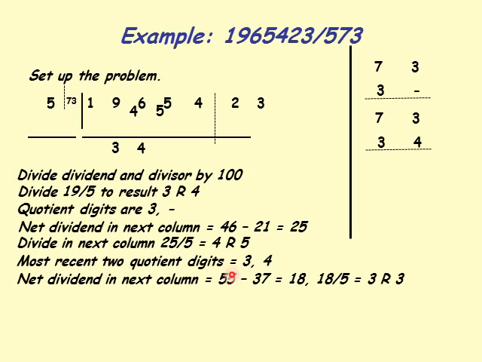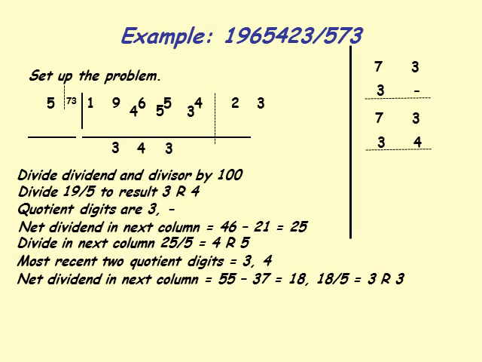Now the net dividend in the next column: this is 55 here, minus 7 times 4 is 28, and 3 plus 3 is 9. 28 plus 9 is 37. So 55 minus 37 is 18. We divide 18 by 5, the digit we are trying to divide by, and that gives me 3 remainder 3. Let's continue here. So the 3, remainder 3.